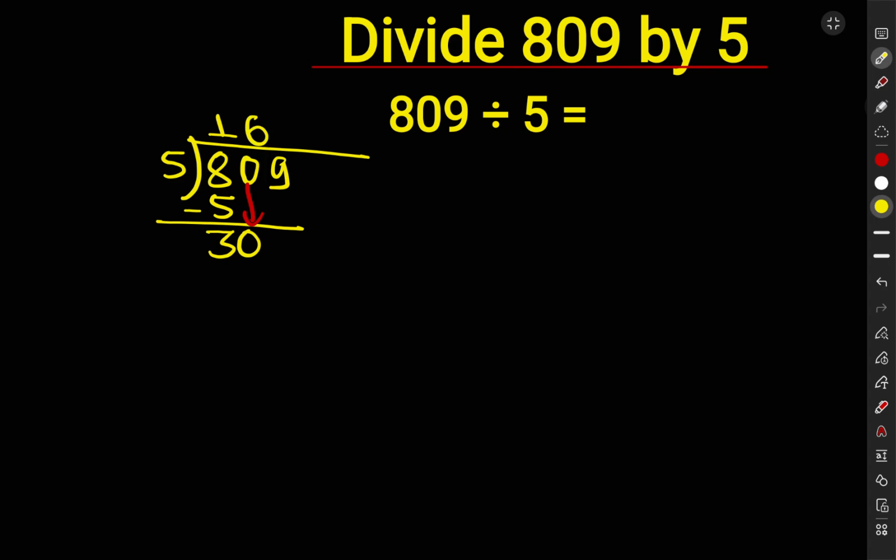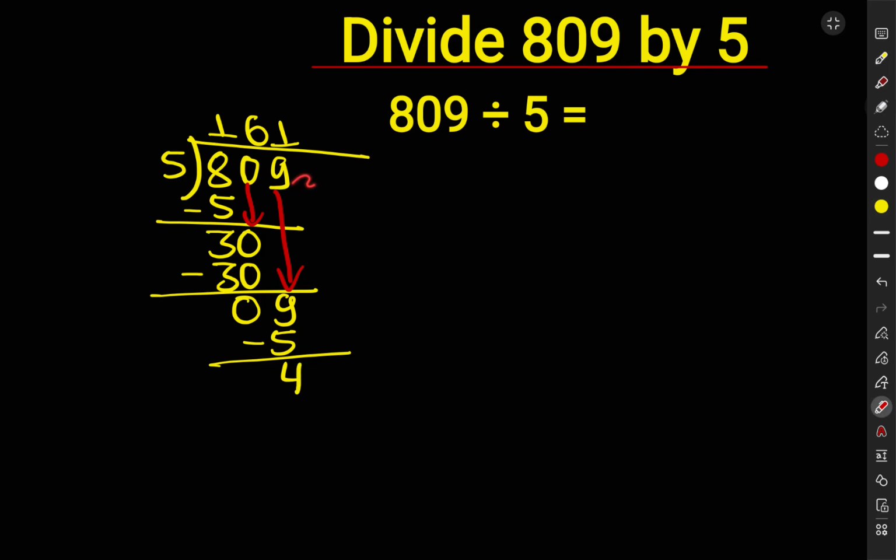So 5 times 6 is 30. On subtracting we get 0. So again we put down this 9 and 5 times 1 is 5. On subtracting we get 4.